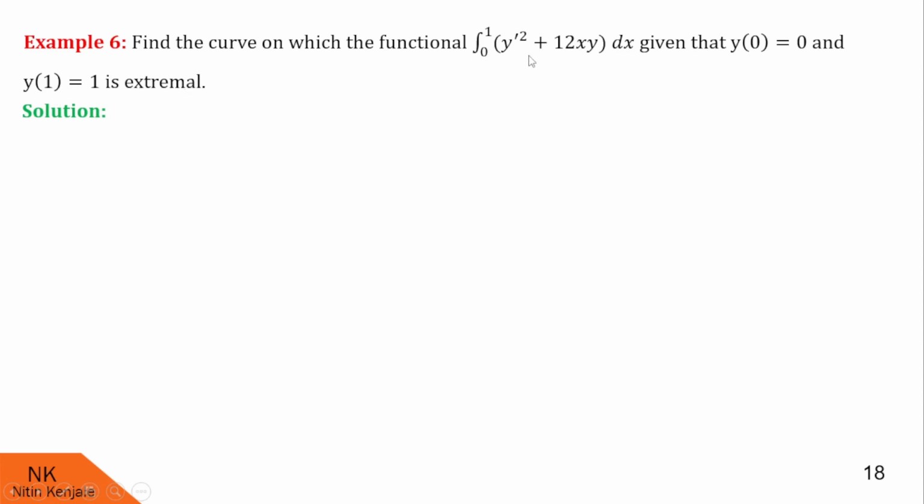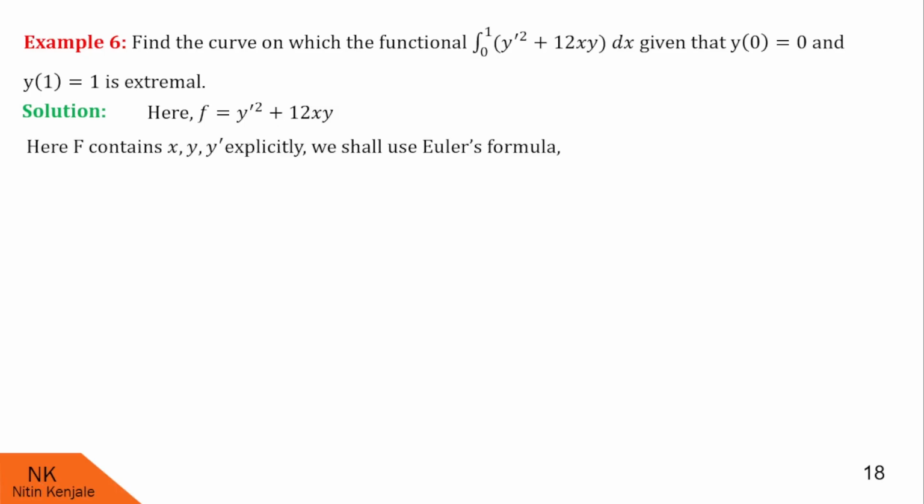Here f is y dash square plus 12xy. Clearly f contains x, y and y dash explicitly. You can see them over here. So we shall use Euler's formula given by ∂f/∂y minus d/dx of ∂f/∂y dash is equal to 0. Substituting this f over here and here, we see this.